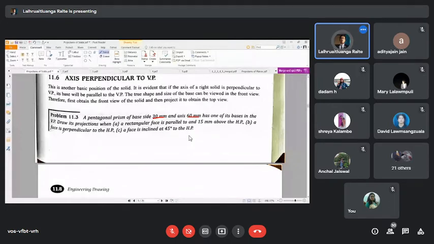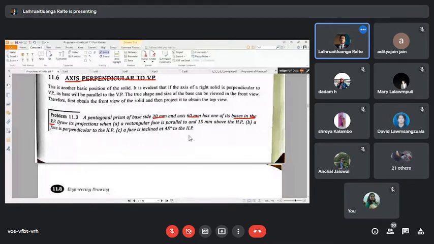So when we see a problem in your question paper, no one is going to directly tell you that you have a solid where the axis is perpendicular to VP. You have to interpret it from your question directly. Something like a base in the VP means a base parallel to VP, and when we have a base parallel to VP, directly the axis is perpendicular to the VP.